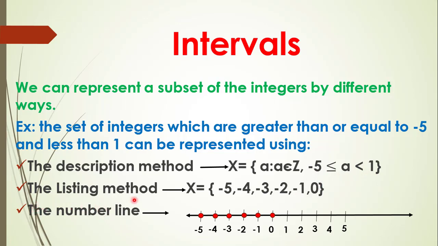Or, using the listing method, I can write all the integers which are greater than or equal to -5 and less than 1: -5, -4, -3, -2, -1, and 0. Also, we can represent this subset on the number line, like here, as separate points. Okay.